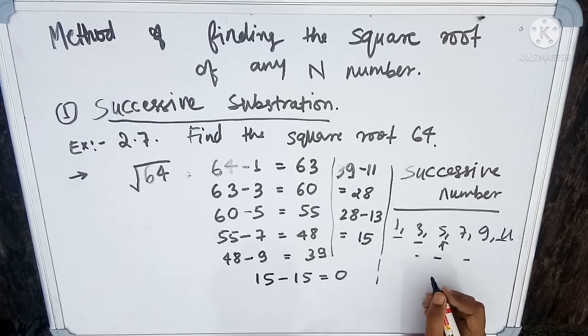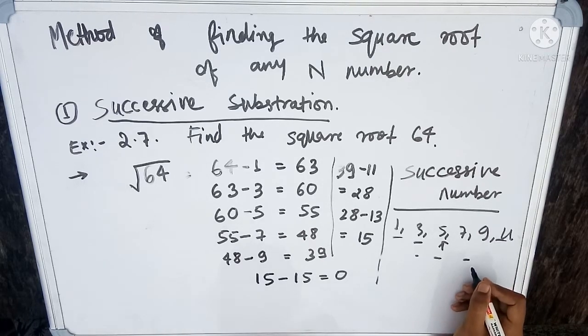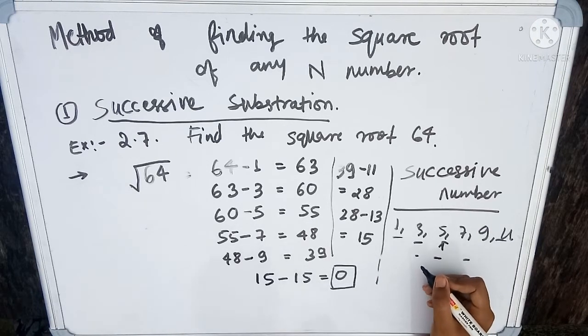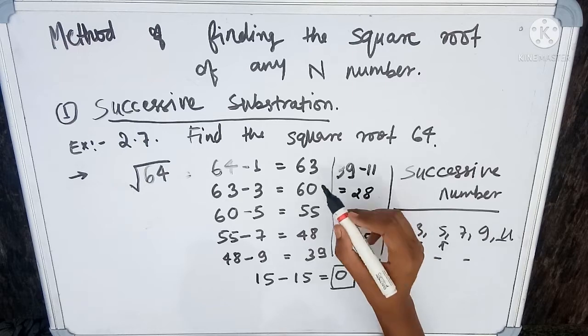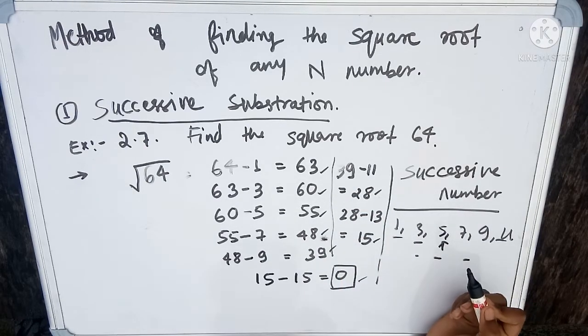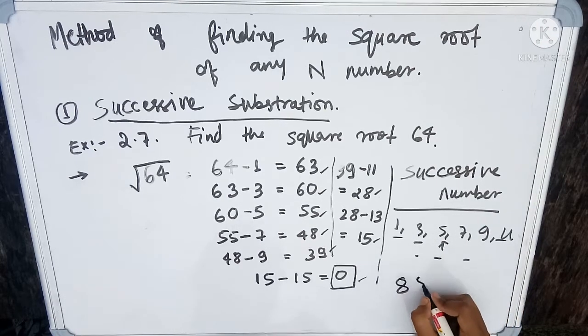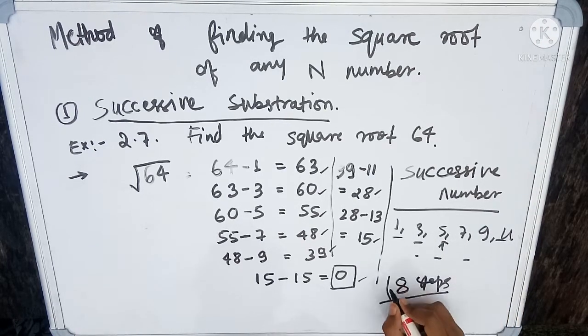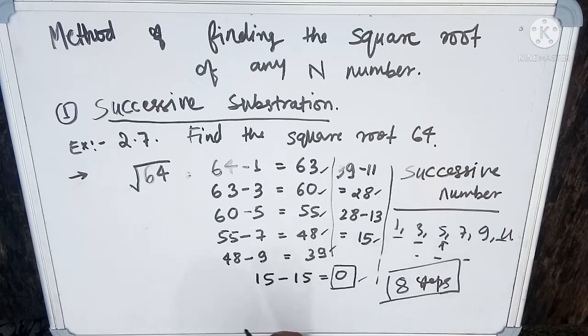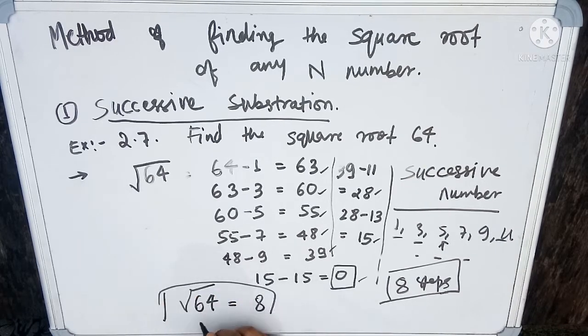We need to subtract every successive number from the given number until we get 0 in the result. The next step is to count every step here. We have first, second, third, fourth, fifth, sixth, seventh and eighth. So altogether, to get 0 as a result, we have 8 steps. So we can say that the square root of 64 is 8. We need to count all the steps and get the answer. Square root of 64 is equal to 8.